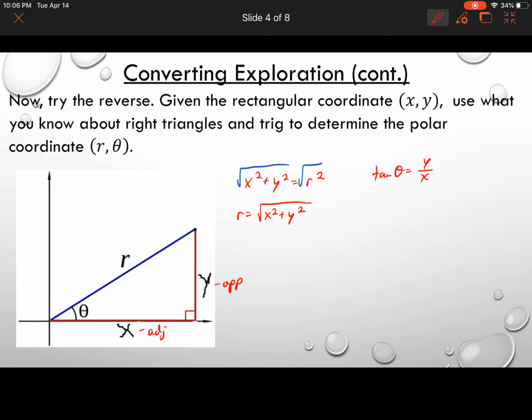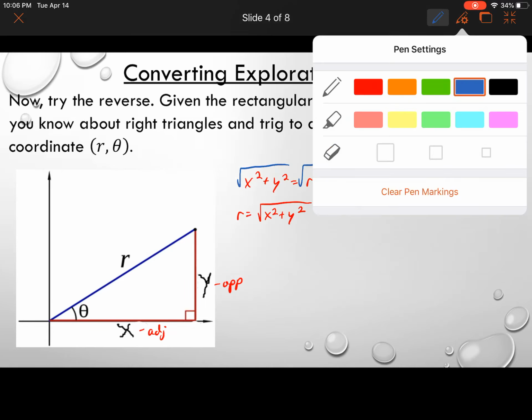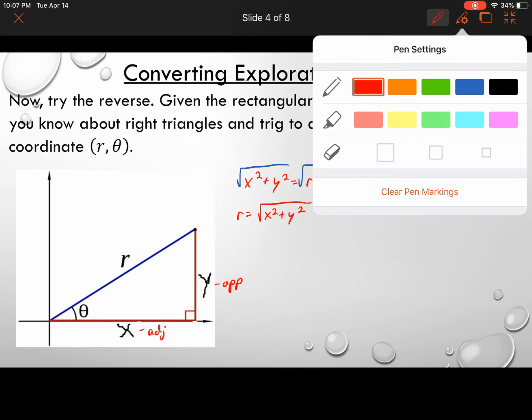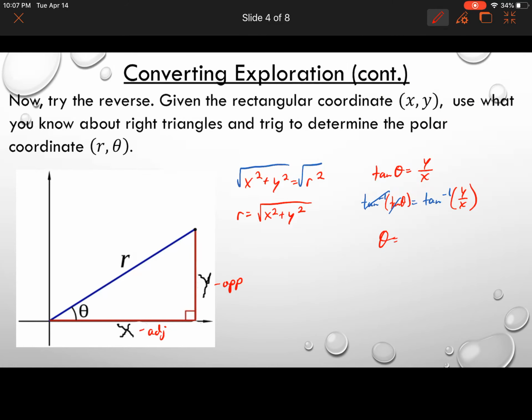Now to solve for theta, if you recall, in order to get rid of a tangent, you have to do tan inverse of both sides. So we're going to do tan inverse of that side and tan inverse of that side. So tan inverse of tangent of theta and tan inverse of y over x. And the reason why we do that is that these two cancel out. So now we're just left with theta is equal to whatever tan inverse of y over x is.